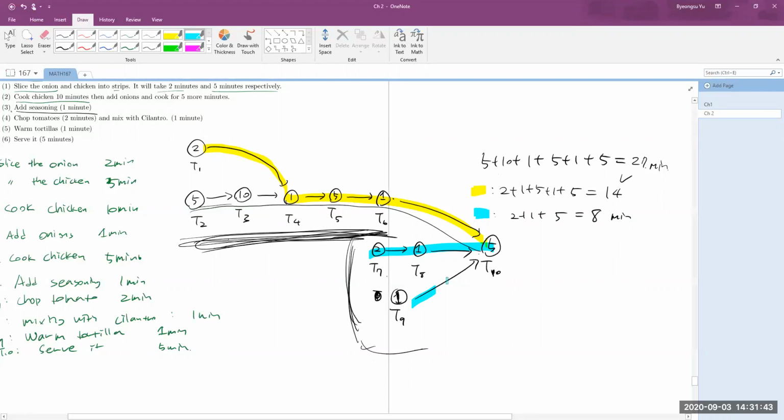Oh, sorry, I need to put another color. See this violet path? This violet path only takes 1 plus 5, 6 minutes, right? So here, the longest path is this green one. So the green one is the critical path of making fajitas, right? Do you have any question, or does it make sense?